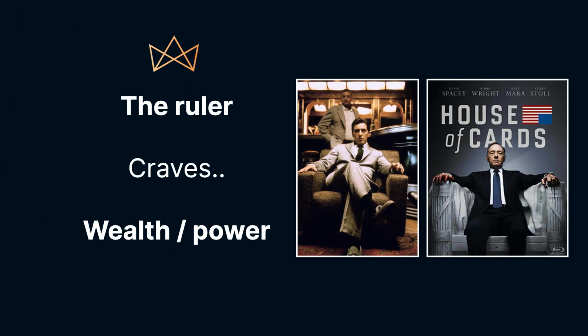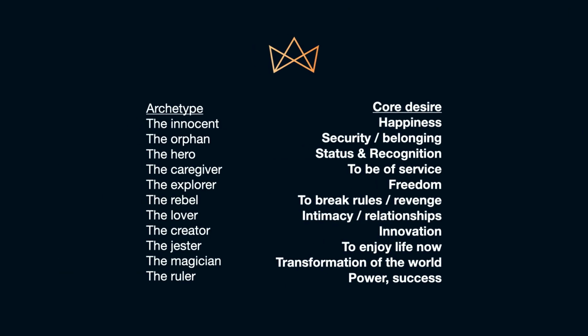So the ruler, a little bit similar to the hero, but not necessarily about recognition and so on. They want power, they want wealth. So think about your House of Cards with Kevin Spacey, or your Michael Corleone with Al Pacino. And that's the ruler, very much sort of power and wealth focused. And that's it. That's the list of the different core desires and the different names of the archetypes. And you should very much be aware of all of these.